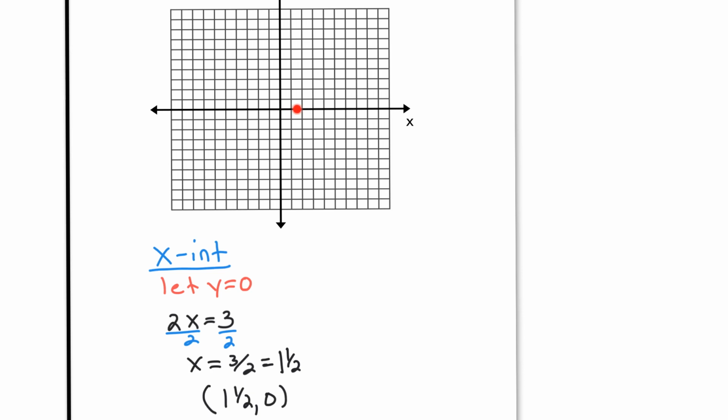So that's between the 1 and the 2. And you make a point right there. So that's my x-intercept. That's it. That's how you graph when you have fractions. You make it a mixed number, and it's going to help you to find the coordinate point.